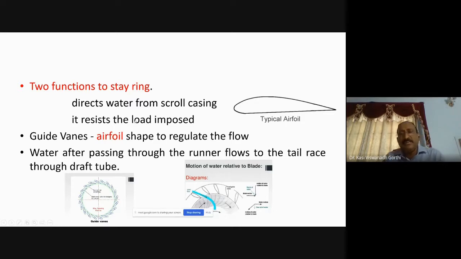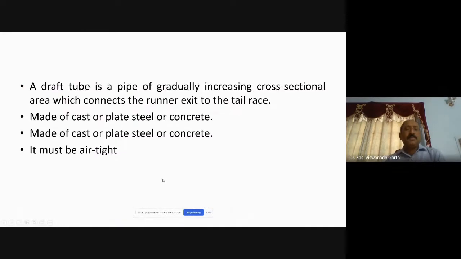More power generation may be required at some point of time, less power generation may be required at some other point of time, depending on the demand of the power at the point of usage. So accordingly, the load on the turbine runner can be resisted by means of these stay rings, or stay vanes, which are provided. Then the guide vanes, which are aerofoil shape, regulate the flow, and the water passing through this runner flows to the tail race through a draft tube.